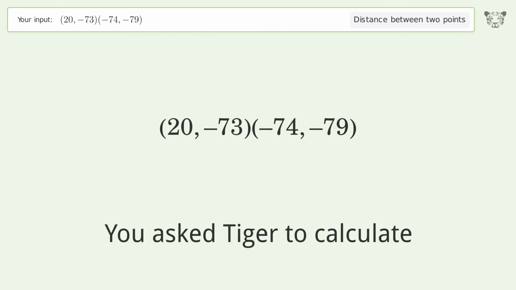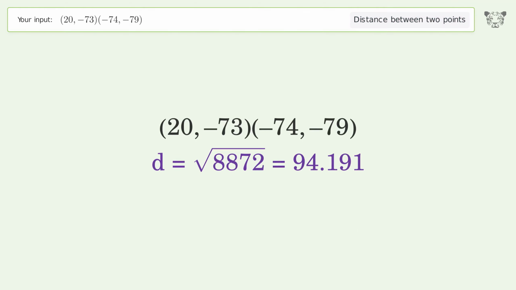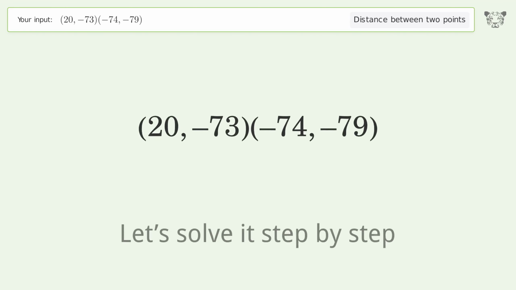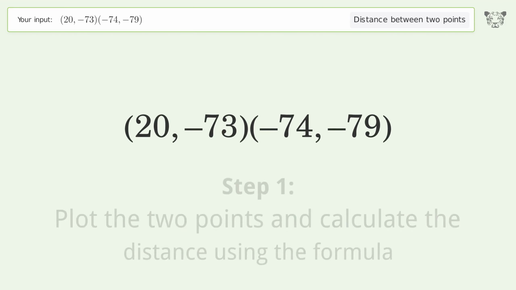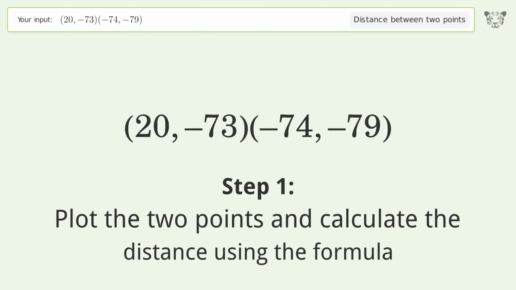You ask Tiger to calculate. This deals with the distance between 2 points. The distance between the 2 points is the square root of 8,872 or 94.191. Let's solve it step by step. Plot the 2 points and calculate the distance using the formula.